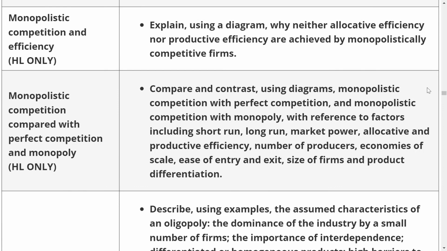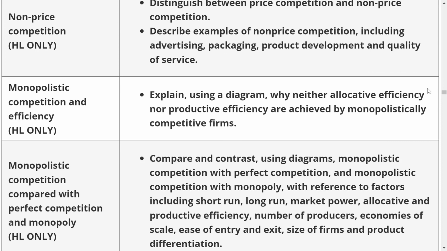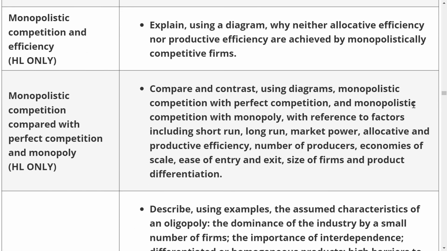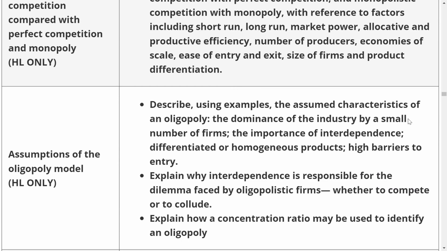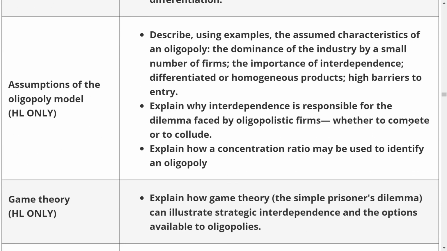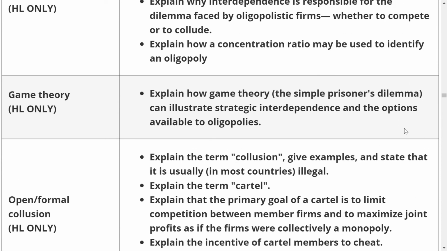Monopolistic competition is the second market structure we have to be able to talk about. We have to be able to draw the graphs and talk about why there is no long-term supernormal profit. You have to understand the characteristics, understand the diagram, and know how to draw it, okay? Assumptions of the oligopolistic market: we have to be able to understand the kinked demand curve. We have to understand the characteristics as well, what it looks like.